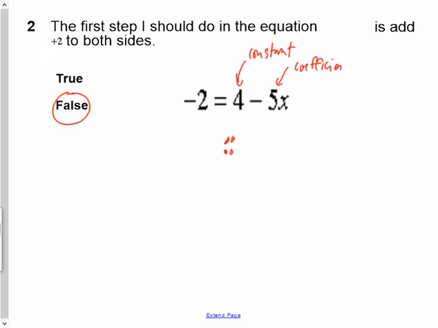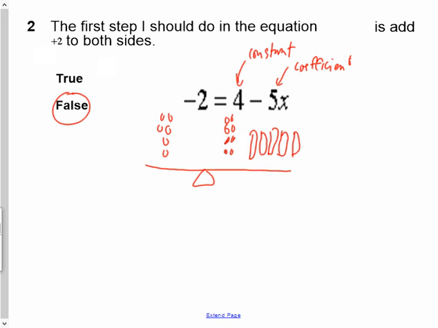It's how much variable you have. In this case, you have -5 x's. On the other side, you have -2. So your constant is 4, and to get rid of it, if I was modeling it, I would put -4 on both sides. So therefore, your constant is 4, and therefore you're putting -4 on both sides. And the answer is you would not do that first. You would subtract 4 from both sides, or add a -4 to both sides.